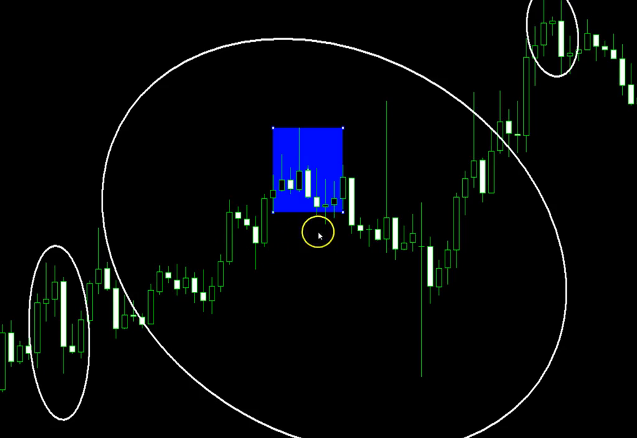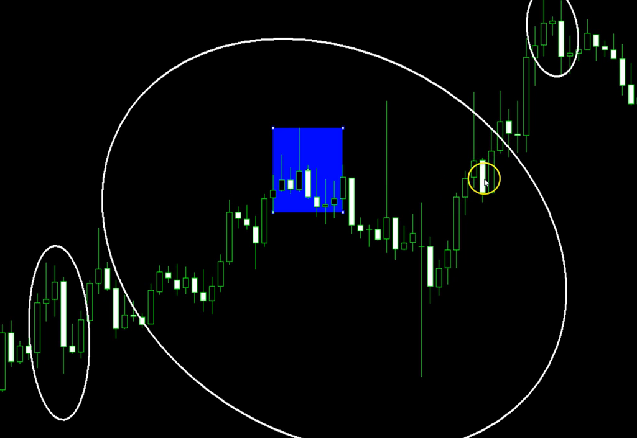Oh, here, look what I just saw. You see this candle? That's a doji. Remember? The doji is where the open and the close are the same. Okay? It shows indecisiveness in the market. This is a nice little doji right here. Let's see if there's another one.